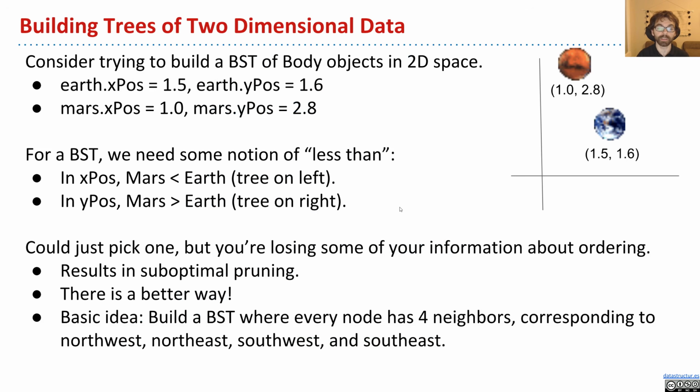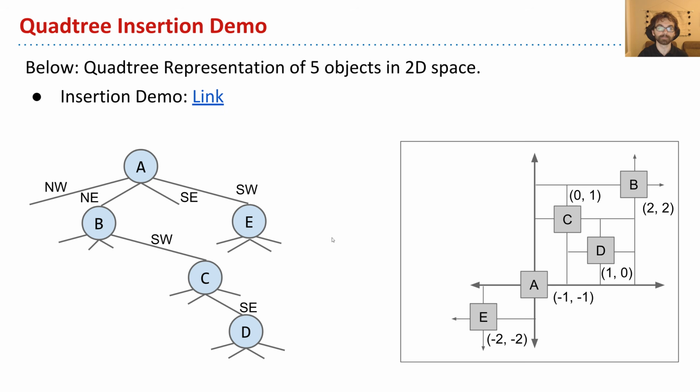We just saw that if you only use the x value or the y value to build a binary search tree of two-dimensional objects, you're losing information. And so now what we're going to do is something known as a quad tree, where every node has 4 neighbors corresponding to what I'll call the northwest, northeast, southwest, and southeast. You can also think of that as upper left, upper right, lower left, lower right.